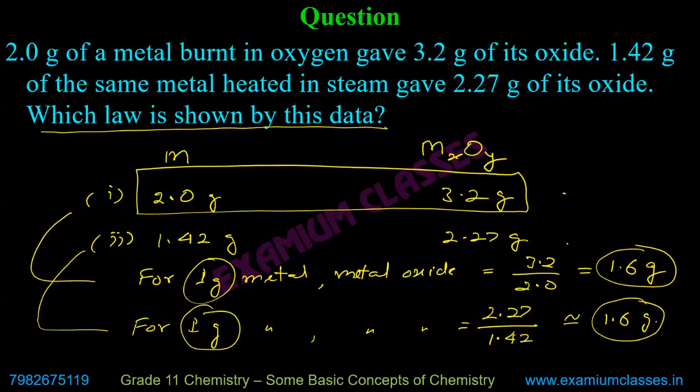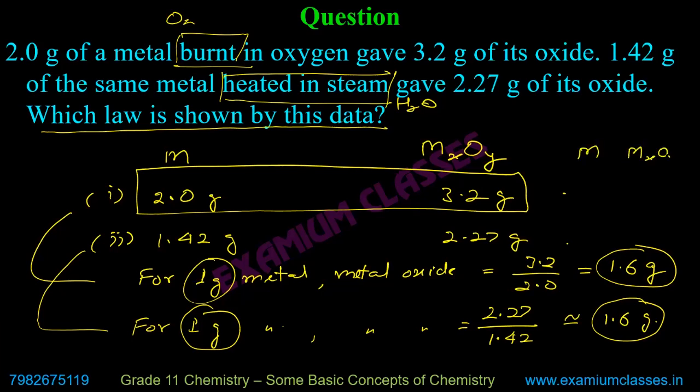It means whether you prepared it by burning in oxygen or by heating in steam, there are two methods, so the source is different. One source is burning, meaning burning with oxygen. The other is heating with steam, meaning reacting with H2. But the composition you got is the same, metal versus metal oxide.